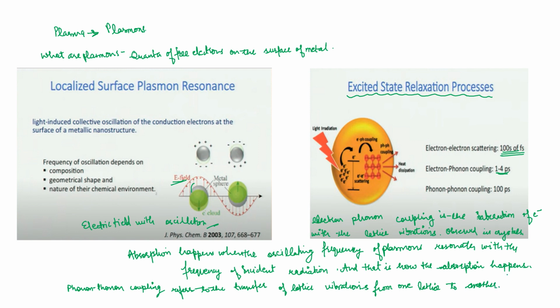Okay. So here the three things are: the electron scattering, which is 100 femtoseconds to 4 femtoseconds. The second one is electron-phonon coupling, the interaction of the electron with the lattice vibrations, which are defined by the quanta of vibrations, that is the phonons. The electron-phonon coupling ranges from 1 to 4 picoseconds, while the phonon coupling has a lifetime of 100 picoseconds.